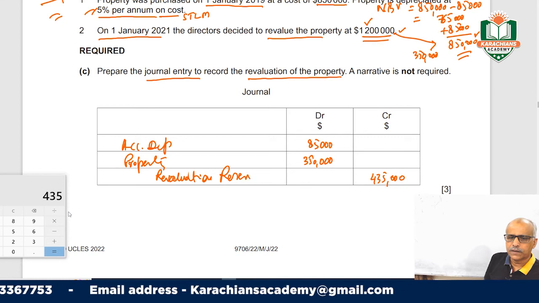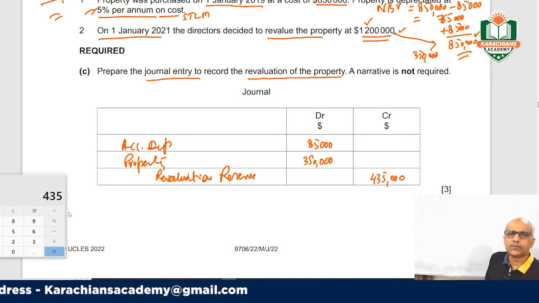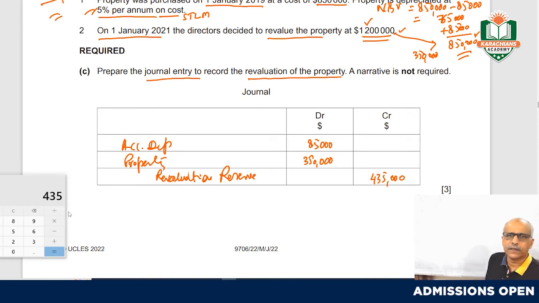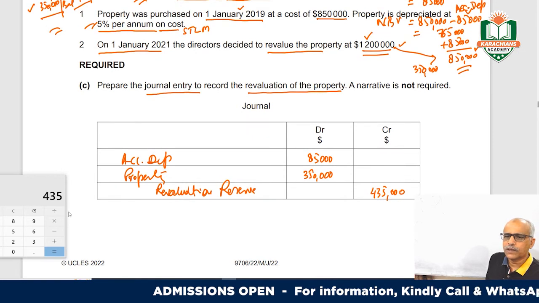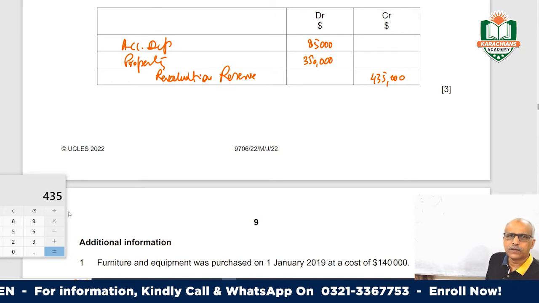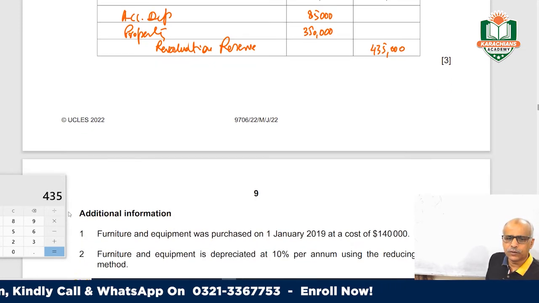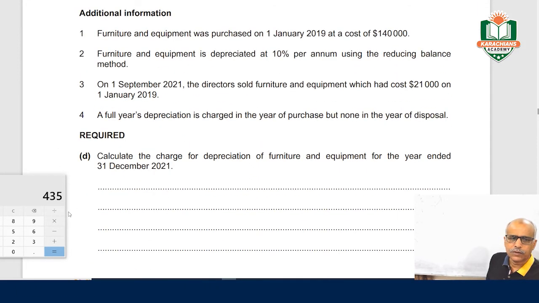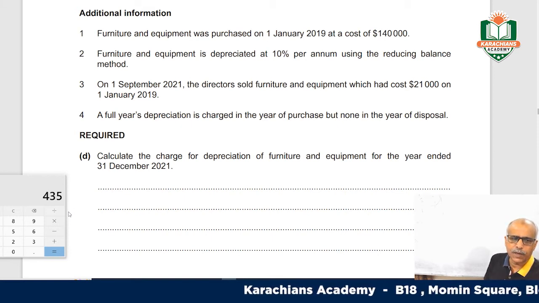Revaluation reserves, right? So this was very simple. If you have any doubt or confusion or need clarification, you can put your comment on this video, and we will try to answer you. Otherwise, you can refer to the David Hopkins course book, and that will also be a great help to you. So, moving on to question part D.